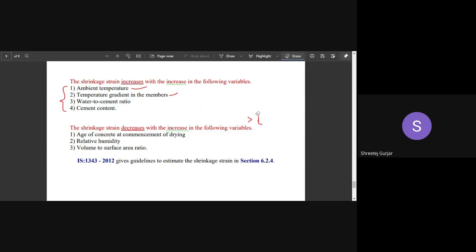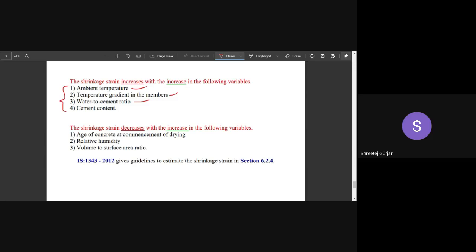Okay, so coming to your next point, that is water to cement ratio. As I have told you, if there is more water or more moisture in the concrete, after drying that moisture and water will start to escape from your concrete, and that will cause more shrinkage strain in our concrete. So we have to try to keep our water content and our water to cement ratio to a minimum.